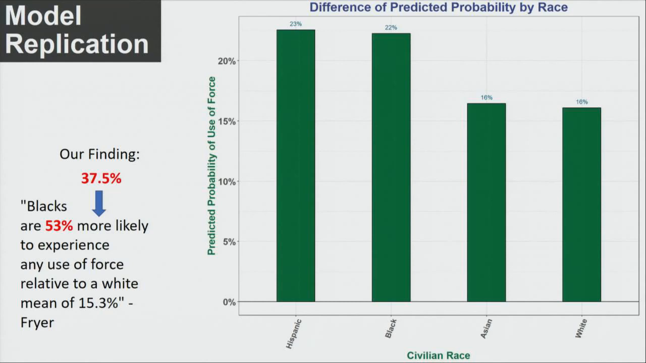Here's a plot of the difference in predicted probability by race. On the x-axis, we have all the races, and on the y-axis, we have the predicted probability of use of force. Now, this is a much clearer picture. We can see how likely a black individual is to experience any kind of force when he is stopped. And we can also calculate the difference between a black person having any kind of force used compared to a white person. Our findings suggest that the difference is 37.5%. So black people have 37.5% more likelihood of having any force used on them. But Fryer reports it to be 53%, which is based on odds ratios. So that's another inconsistency we found in our results.